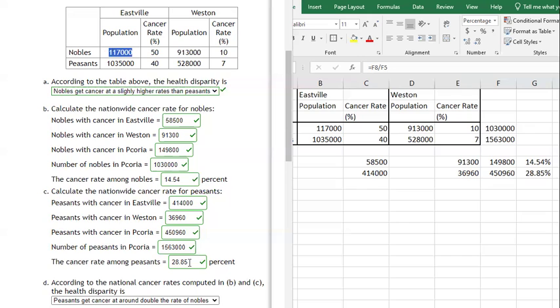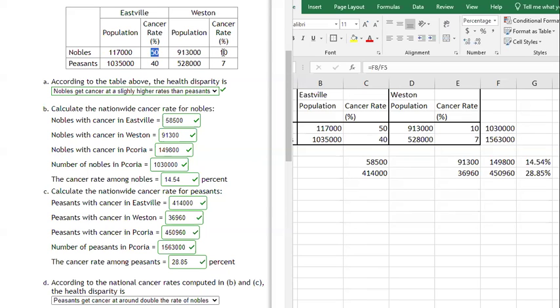And now notice the 28.85. 28.85 is closer to the 40, right? It's about 29 to 40. That's about 11 percentage points away from 40, but it's 20 percentage points away from 7. Why is that? Because Eastville has a huge peasant population. So this 40 is going to get more weight than this 7. This 10 is going to get more weight than this 50.